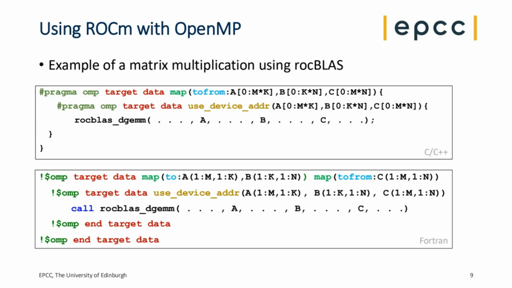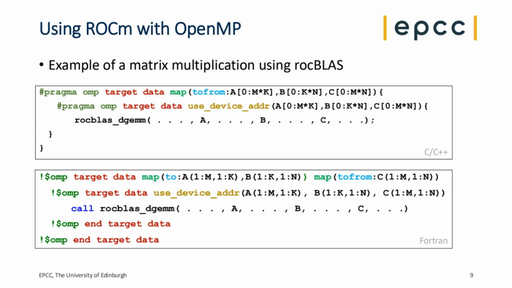This is a very condensed example, but you could be in a situation where in between the 2 target constructs there is lots of code. So you could easily miss that those arrays have already been mapped. So what's going on, just to be clear, is that we're multiplying the A and the B arrays, and then we're adding C. And then the result is returned in C.